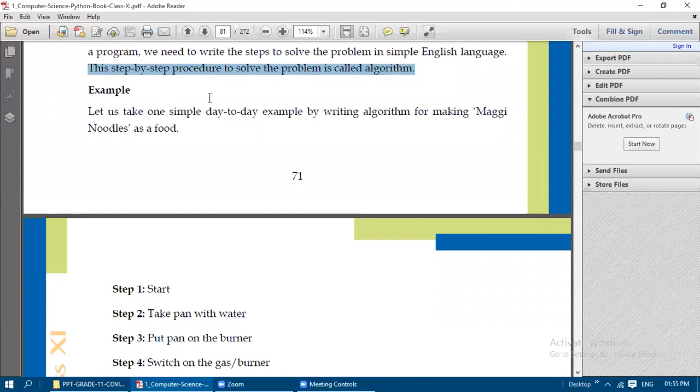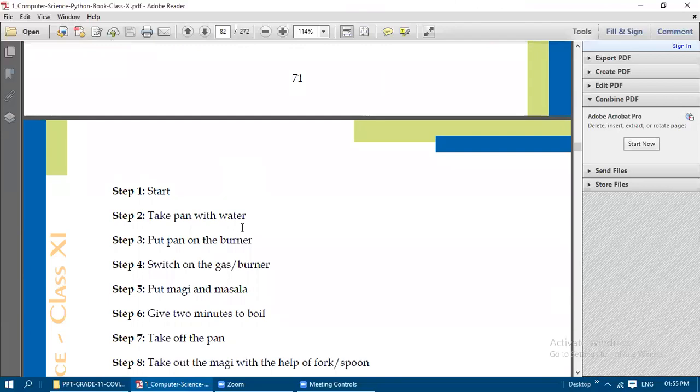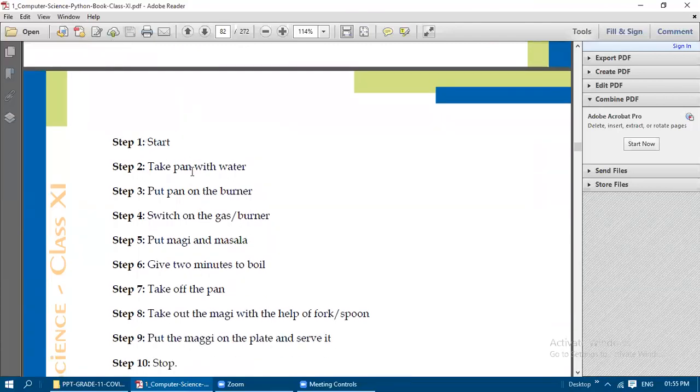Next, we will see one example. So let us take one simple day-to-day example by writing an algorithm for making Maggi noodles as a food. If you want to prepare Maggi noodles, you need to follow the following steps. So this is the task for you, like a real life problem, the Maggi noodles preparation. In order to prepare this Maggi noodles, what are the steps you need to follow? So this collection of steps only will make an algorithm.